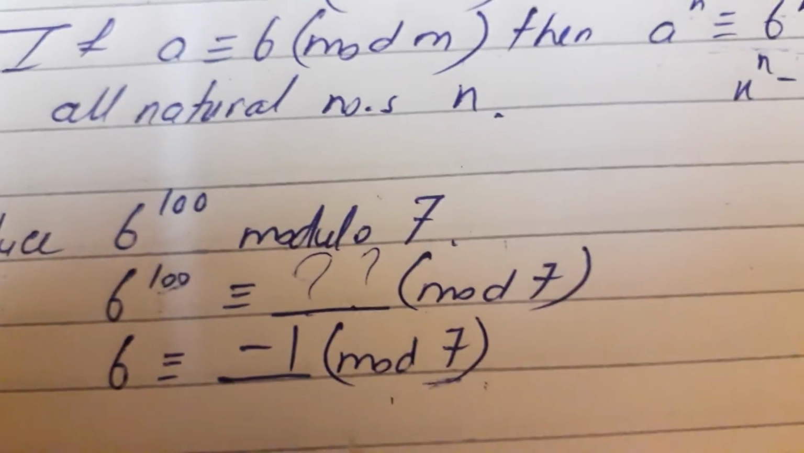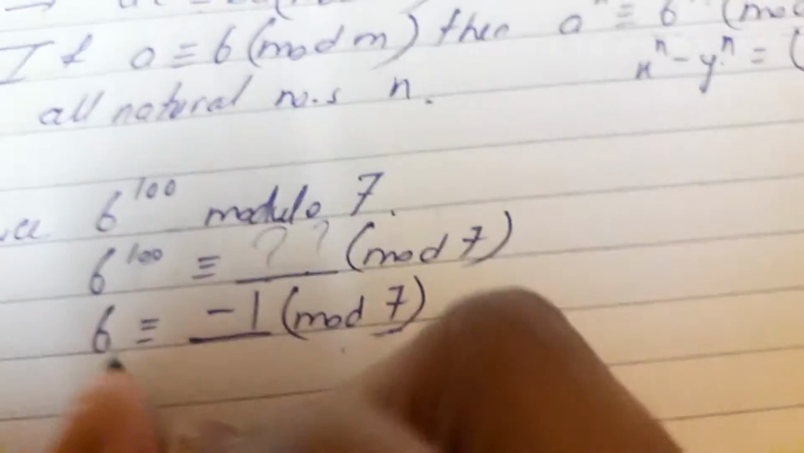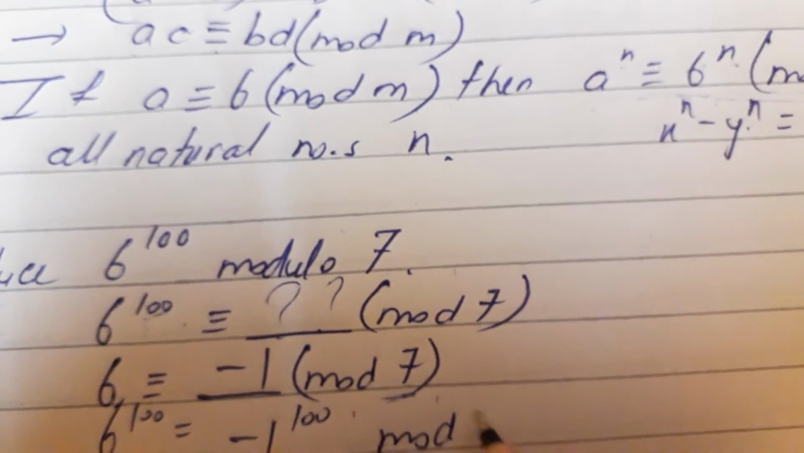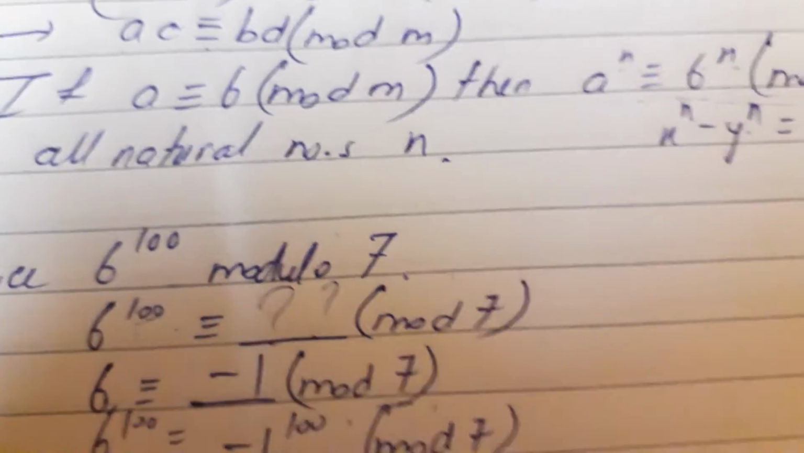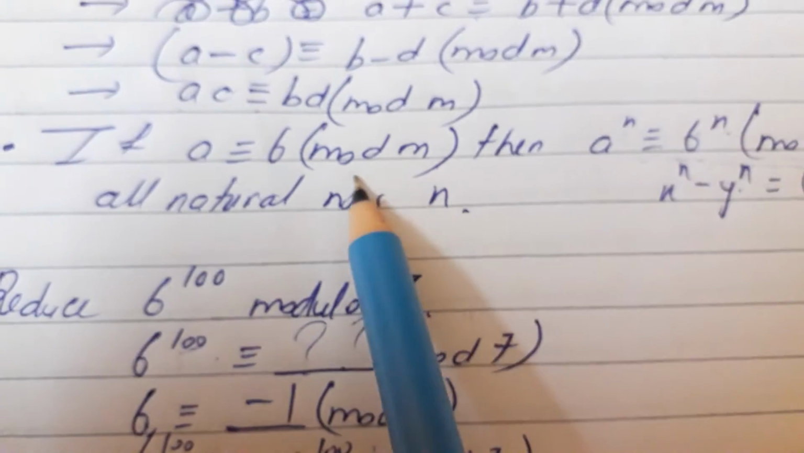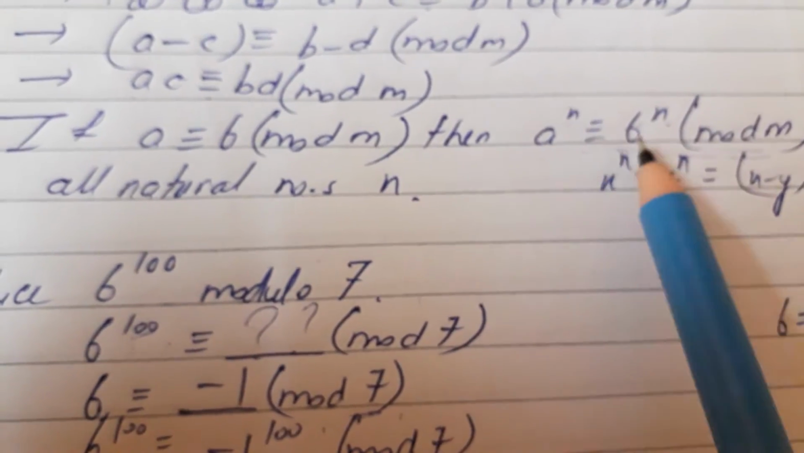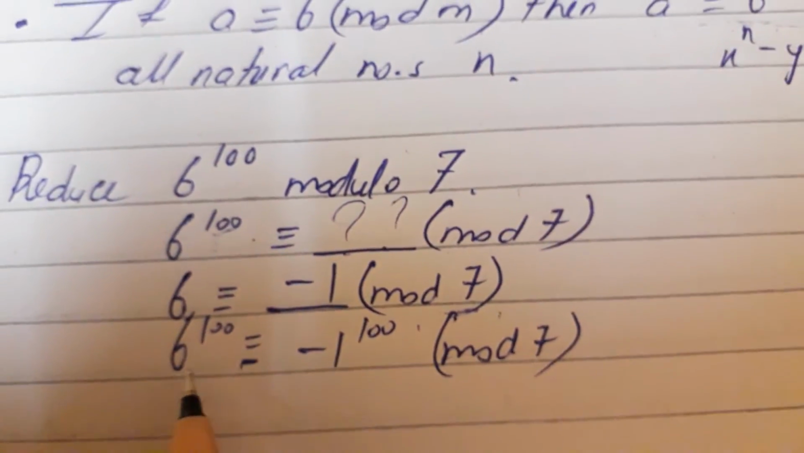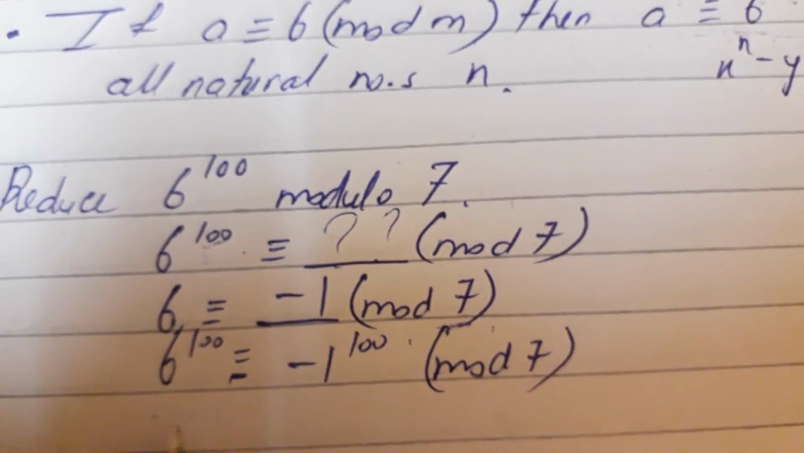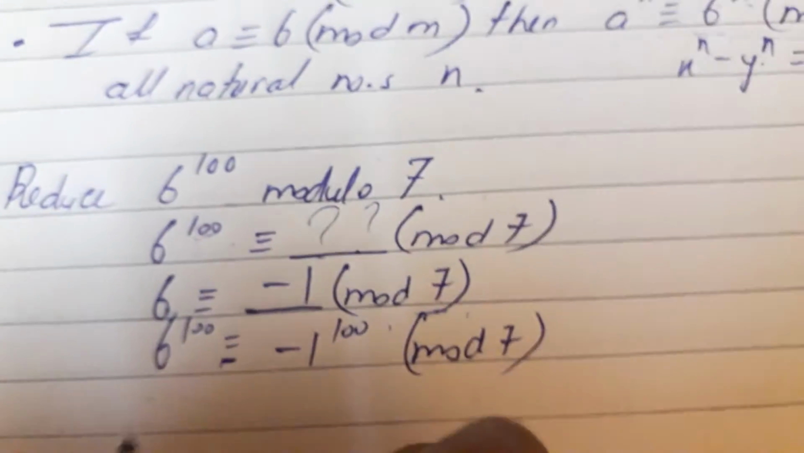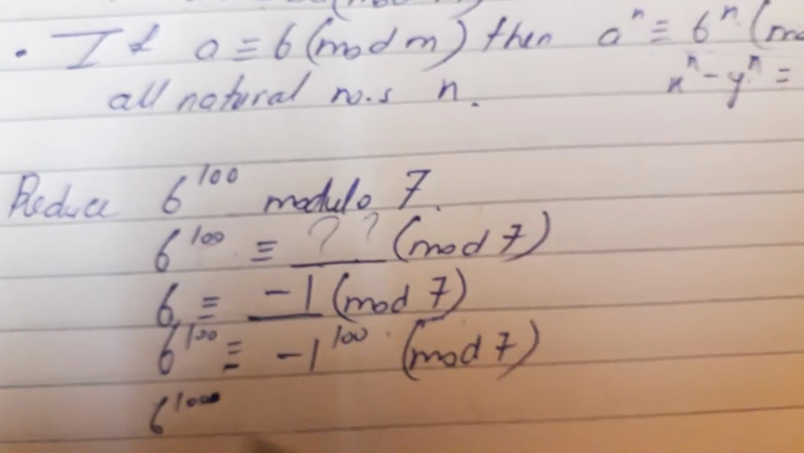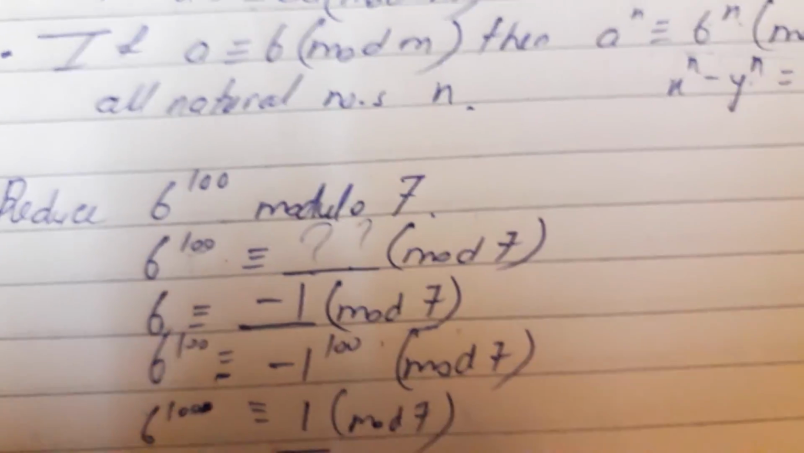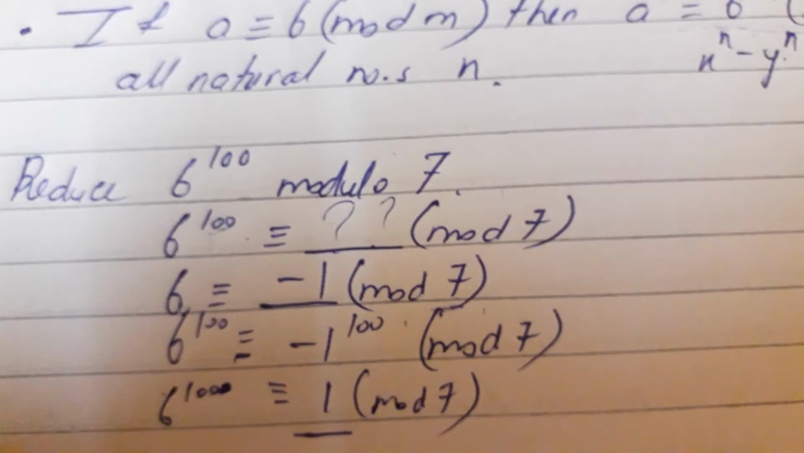Now you have to take the power, that is 6 to the power 100 equals minus 1 to the power 100 modulo 7, with the congruent sign. Why? Because of the last property: a to the power n is congruent to b to the power n modulo m. So here I have used the last property, and in this case you will get 6 to the power 100 congruent 1 mod 7. So the answer will be 1 here. I think you have understood.